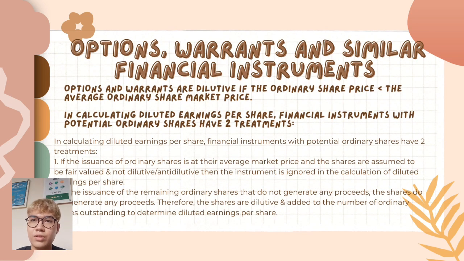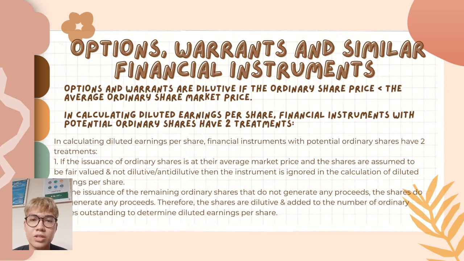So options, warrants, and similar financial instruments. Options and warrants are dilutive if the ordinary share price is less than the average ordinary share market price. In calculating diluted earnings per share, financial instruments with potential ordinary shares have two treatments. The first one is if the issuance of ordinary shares is at their average market price and the shares are assumed to be fair valued and not dilutive or anti-dilutive, then the instrument is ignored in the calculation of diluted earnings per share.